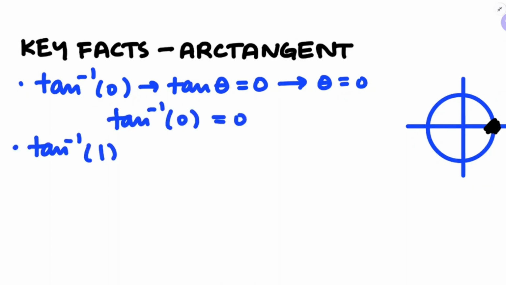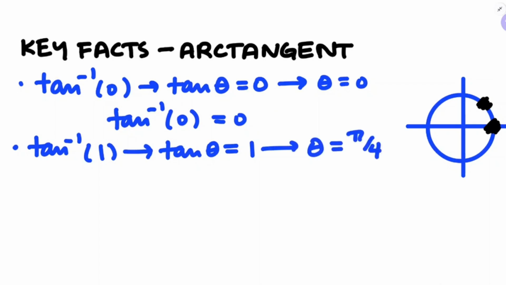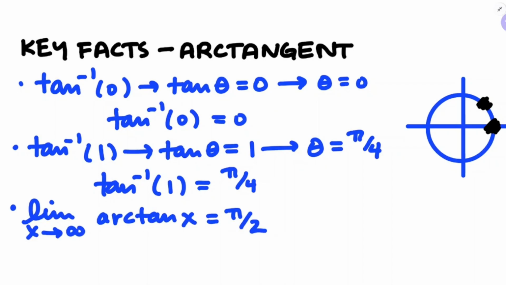And the second one is arctangent of 1. Do the same thing. Ask myself, where on the unit circle is tangent theta most obviously equal to 1? I think that would be right up there, and that would be at theta equals pi over 4. So that means that arctangent of 1 is pi over 4. And then the last one is the fact that the limit as x approaches infinity of arctangent x is equal to pi over 2. That's like saying where on the unit circle is tangent theta most obviously approaching infinity, and that would be up there where I'm getting sine over cosine going towards 1 over 0.